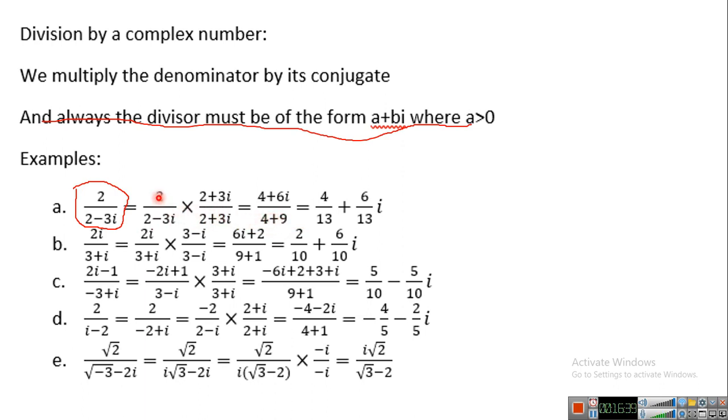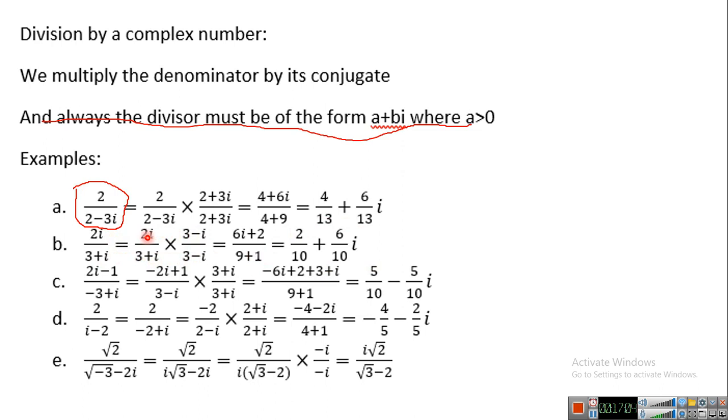So I can say here it's 4 plus 6i. So if you split, it will be 4 over 13. This is the real part, and this is the imaginary part. So here you had a number over a complex. The answer is a complex where the real part is 4 over 13 and the imaginary part 6 over 13. If you have this one, complex over complex, I need to find the answer. So I multiply by the conjugate, 3 plus i over 3 minus i.